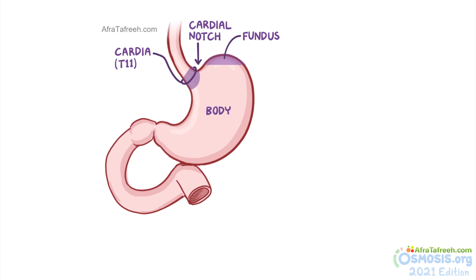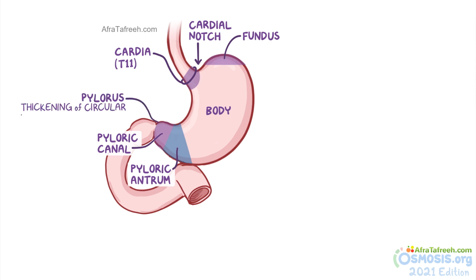The body of the stomach comprises the major portion of the stomach and is located between the fundus and the pyloric antrum. The pyloric portion of the stomach is a funnel-shaped region which has a wider part called the pyloric antrum and a narrow part called the pyloric canal. Distally, it has a sphincteric region called the pylorus, which is a marked thickening of the circular layer of smooth muscle that controls passage of the stomach contents through the pyloric orifice into the duodenum.